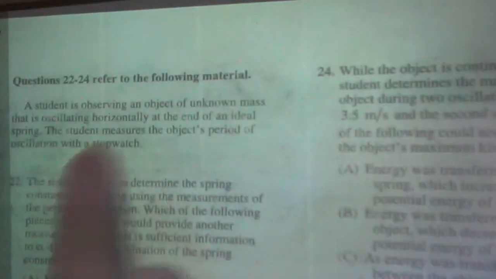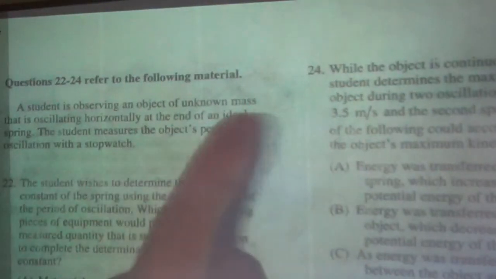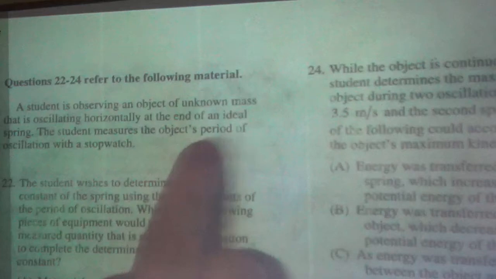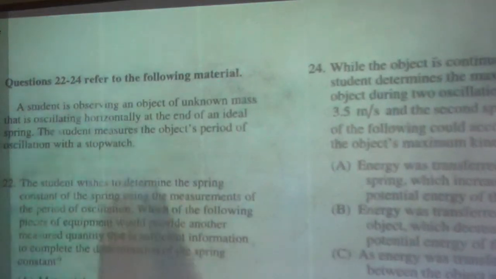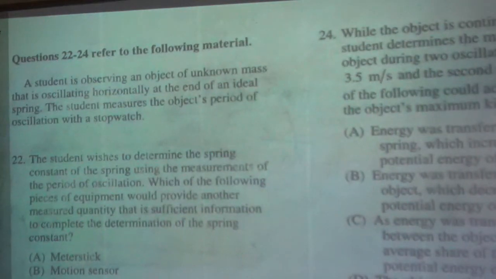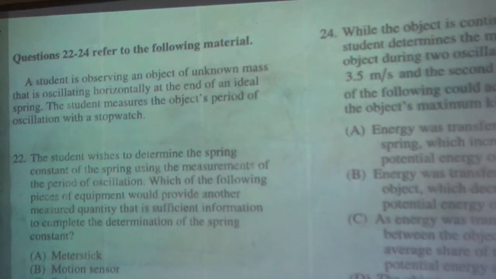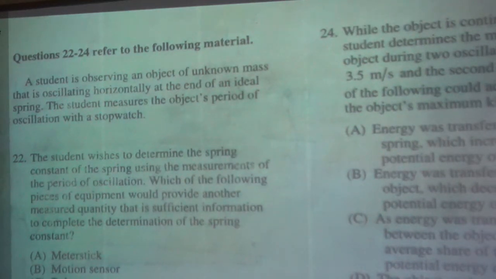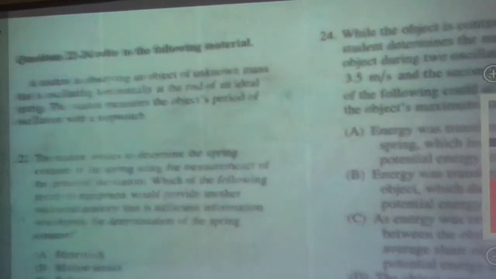First of all, an unknown mass is oscillating horizontally on an ideal spring. They measure the period of oscillation with a stopwatch. They want to determine the spring constant of the spring using the period. What other piece of equipment would provide another measured quantity that is sufficient information to complete the determination of the spring constant? So we're looking for K, and we know T.